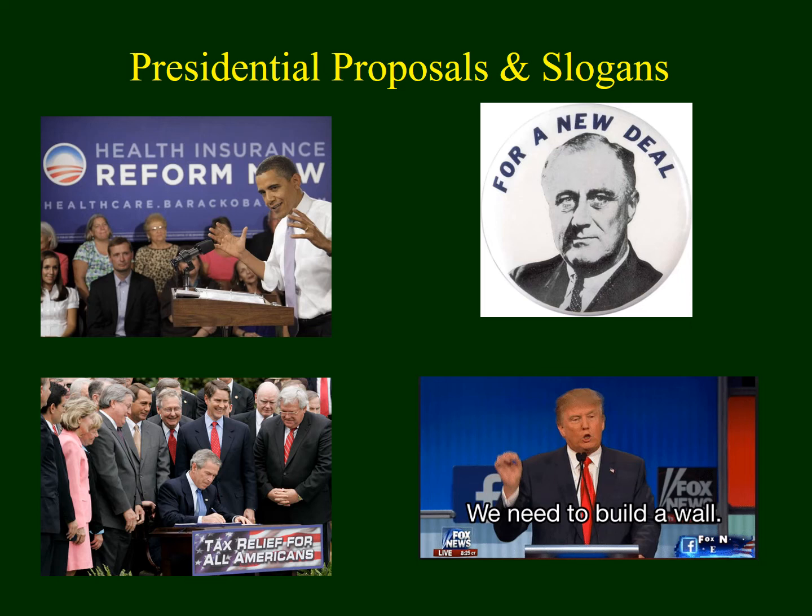In the bottom left, we see President Bush. He campaigned on a tax cut for all Americans. In the upper right, we see Franklin Roosevelt, who promised the American people a New Deal during the Great Depression. And one of President Trump's signature proposals was that we needed a wall on our southern border and Mexico would pay for it.